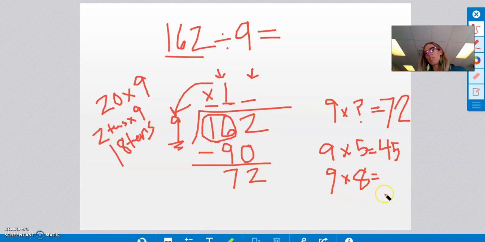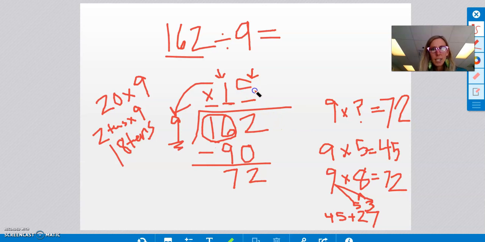Okay, 9 groups of 8. Well, I know that 9 groups of 5 is 45. So 9 groups of 8, I could split 8 up and say that's 5 and 3 more. So 9 times 5 is 45. 9 times 3 is 27. So 45 and 27 will give me my total amount, which is, oh my gosh, 72. So right here, it's a perfect amount. 8 more pages a day, 72.